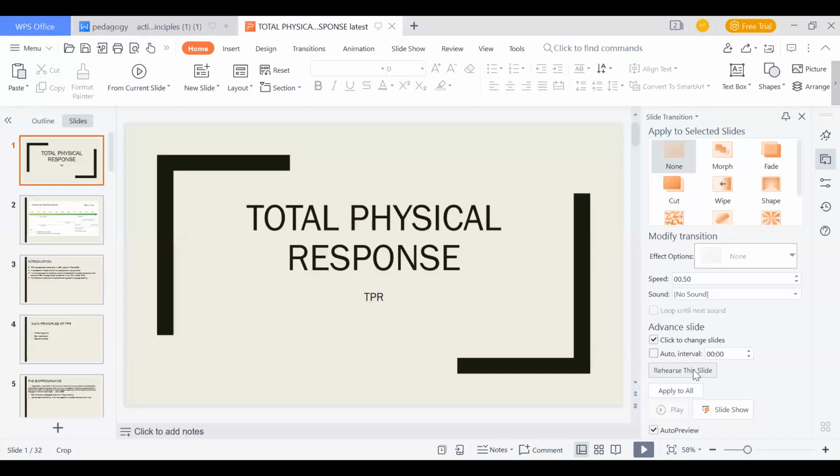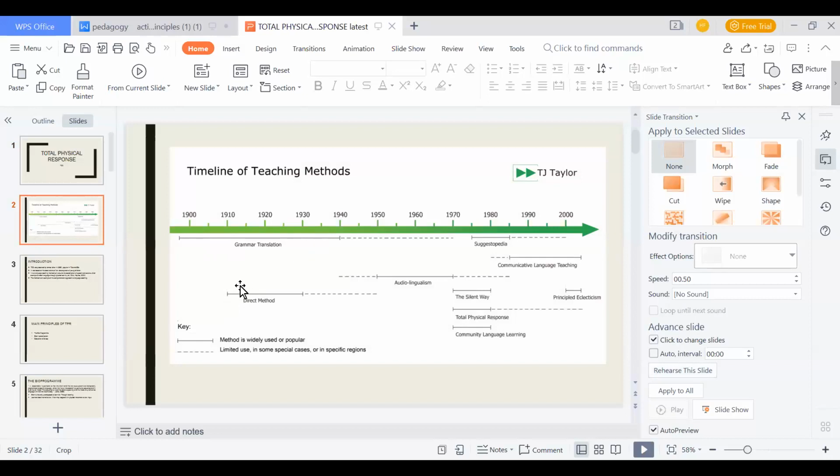Everyone has said TPR, so I'm sharing now. So look at this, the timeline first. We have discussed the grammar translation method, direct method, and audiolingual method. Now the silent way we are not discussing, because it's not continuing to the present. There are no dotted lines, no continuation. So we will forget about the silent way, but we will go to total physical response.